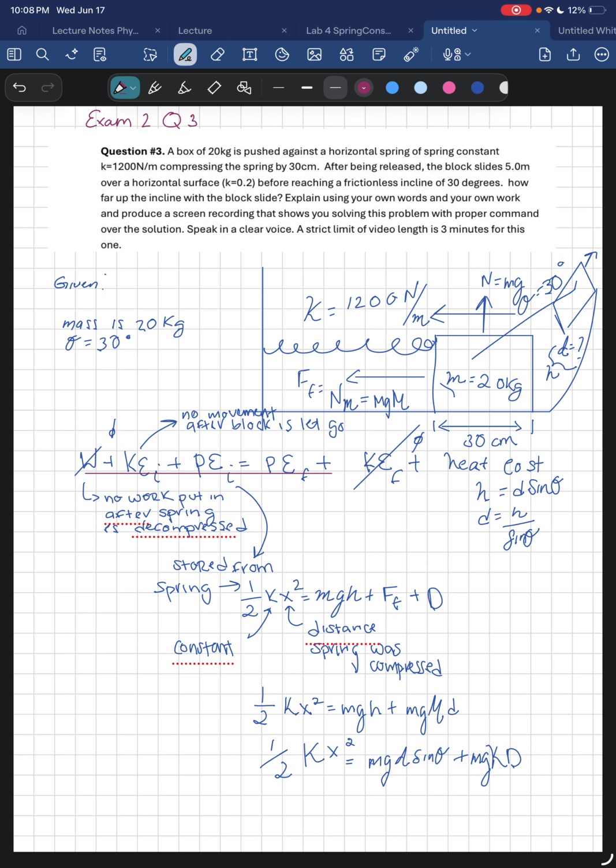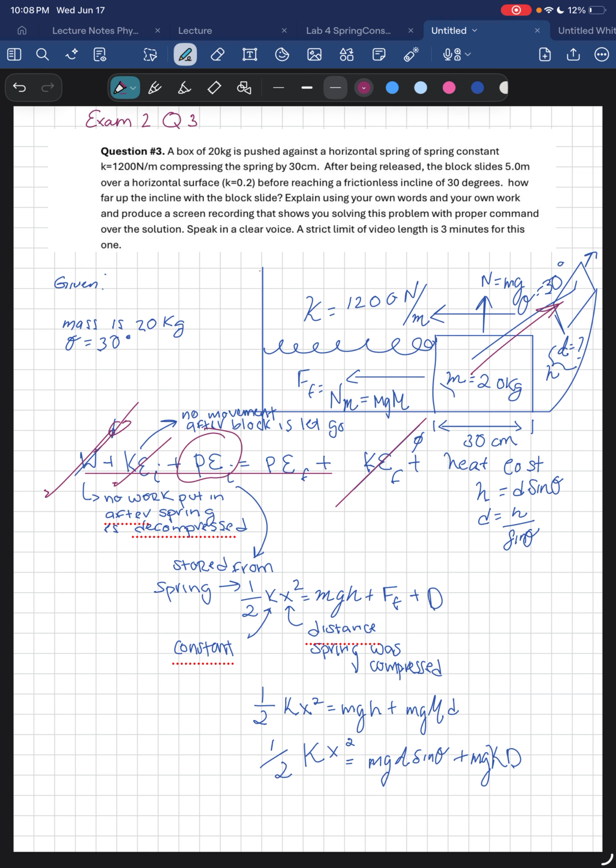For our example, we had no initial work after the spring was let go of, so we can count that as 0. And for the kinetic energy, there's no movement before the block is let go, so there is no initial kinetic energy. There's only initial potential energy, which is stored in the spring. That's going to be equal to the final potential energy plus the final kinetic energy. But we don't have any final kinetic energy because it's not moving after that. And then the heat lost while going up that incline.